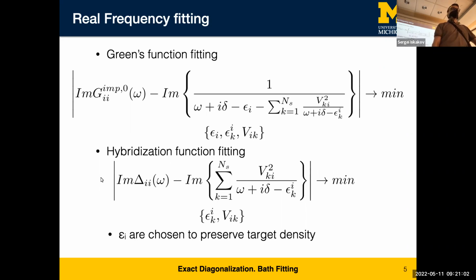Sergei, two comments. The first is, I've never actually come across Green's function fitting as a thing, because the epsilon i's were always given by the local non-interacting Hamiltonian that we knew. So does this basically mean that you're changing the non-interacting reference Hamiltonian? You can change the non-interacting reference Hamiltonian.